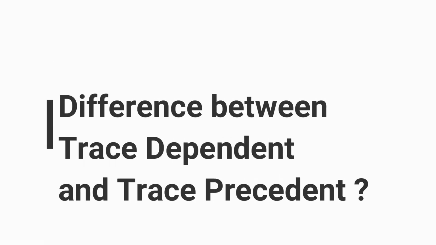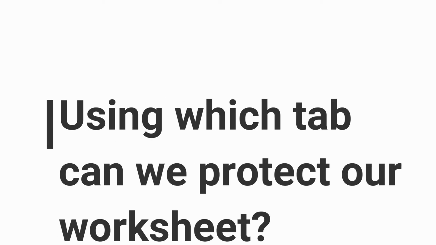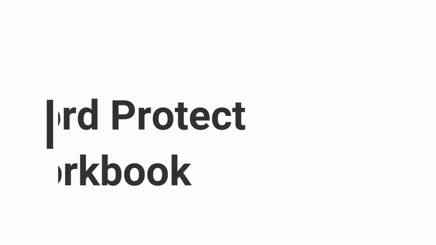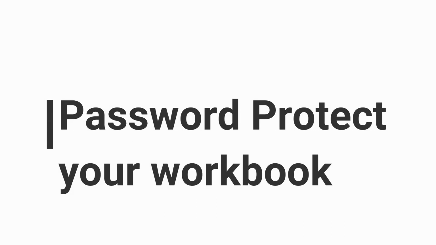The 14th question is related to the difference between trace precedent and trace dependent. Can you please specify the difference between the two? Now using which tab can we protect our sheet? Also, can you please password protect your workbook and give it a password 123?